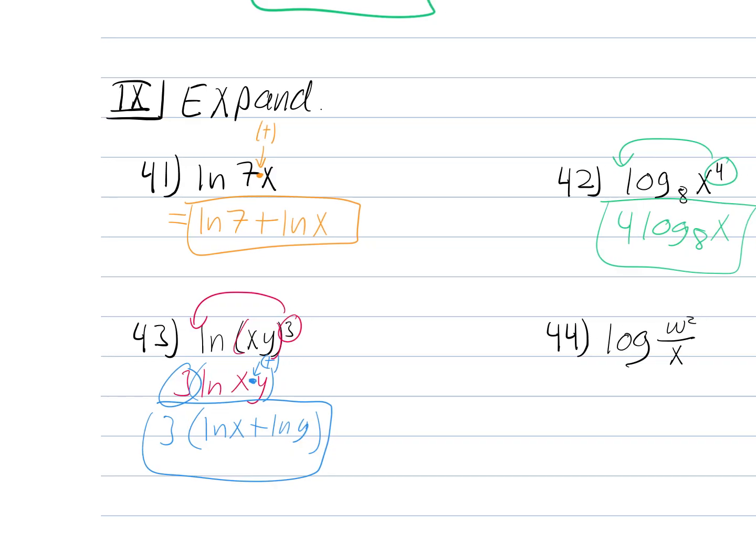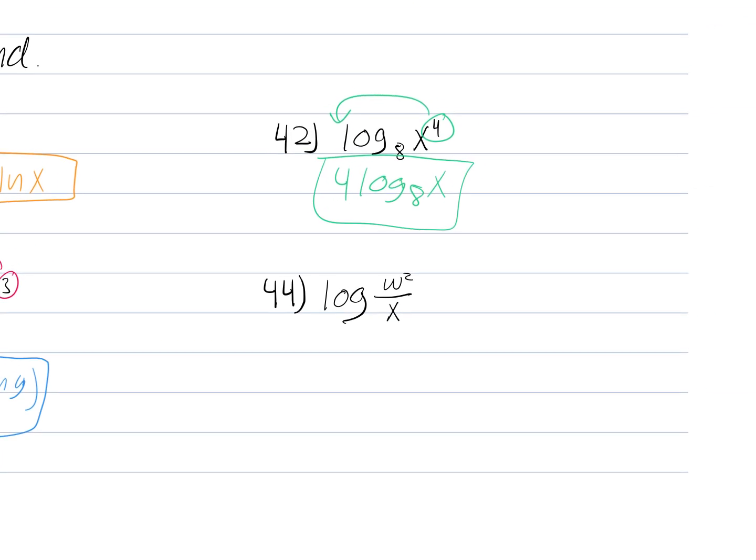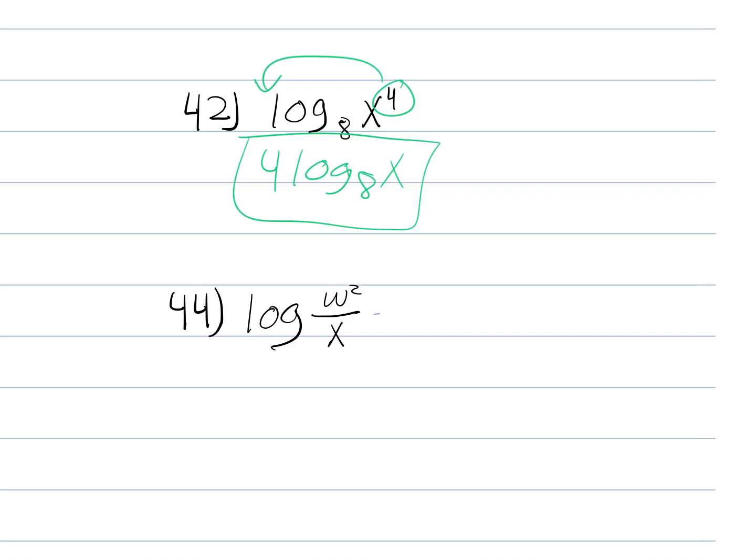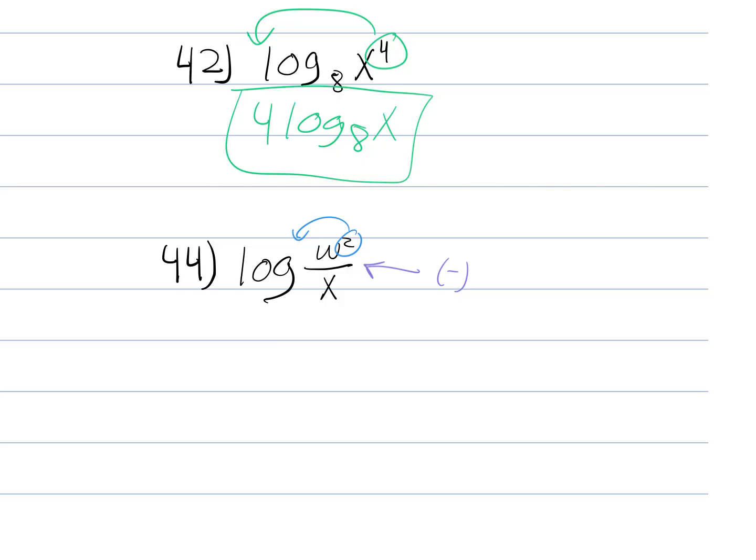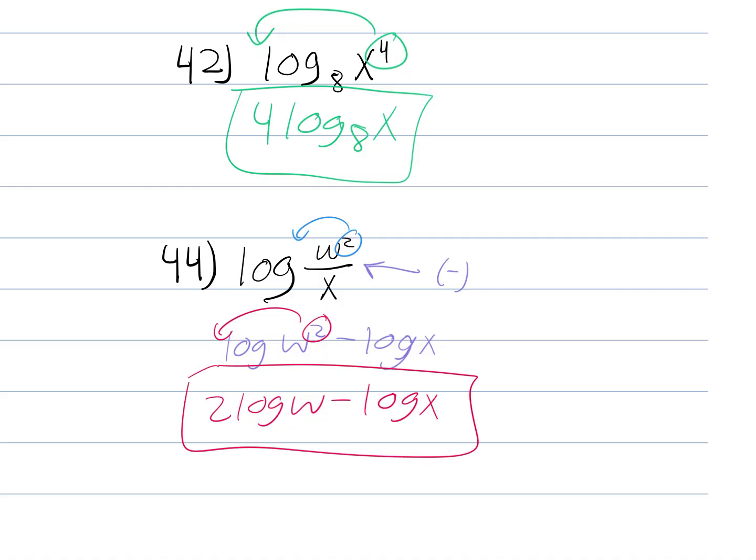All right. The next one, notice what operations we have on the inside of this. I see a division, which is going to give us a subtraction between logs. And then I see an exponent, and I know that that's going to go out front. So I would first do the division because that's what's happening to the entire thing on the inside. So it's going to become a log of w squared minus log of x. And then this exponent right here is going to go out front. So it's going to become 2 log of w minus log of x.